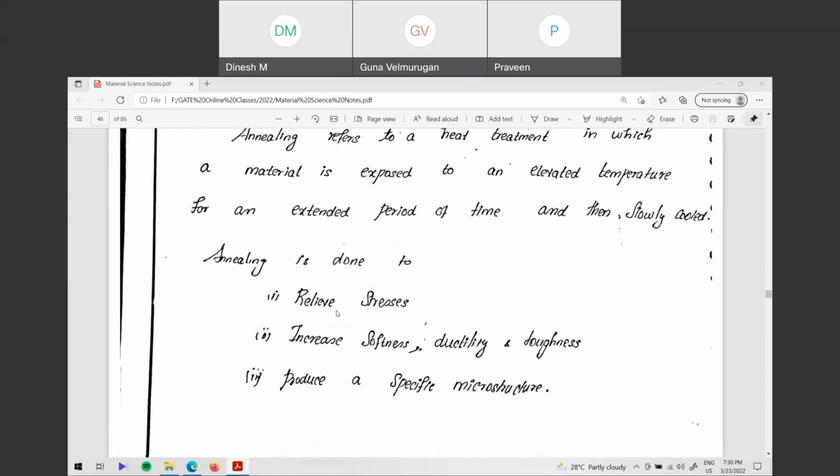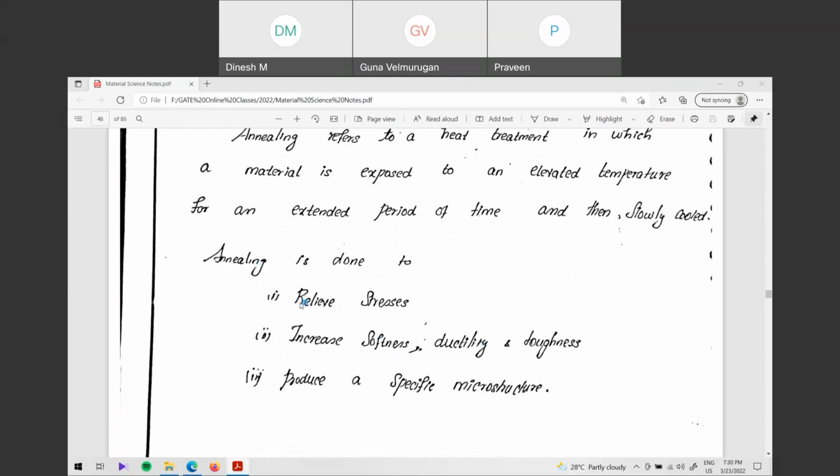What is that? Relieving stress, increasing softness, in the sense harder materials are converted into ductile materials. Okay, harder materials are converted into ductile materials, and the material is becoming tough and produces a specific microstructure.